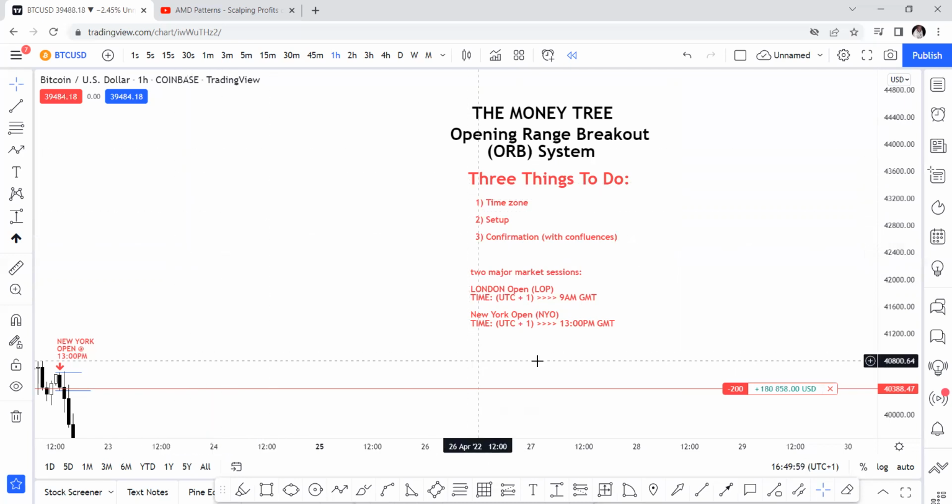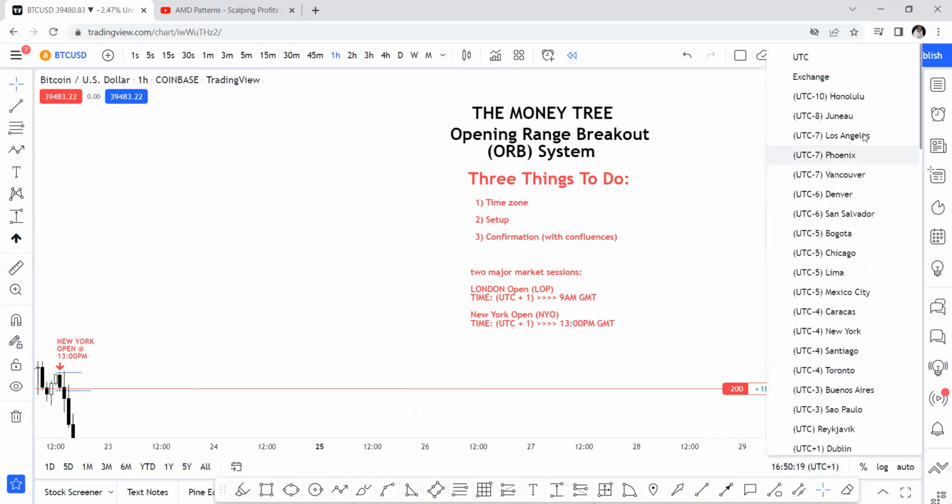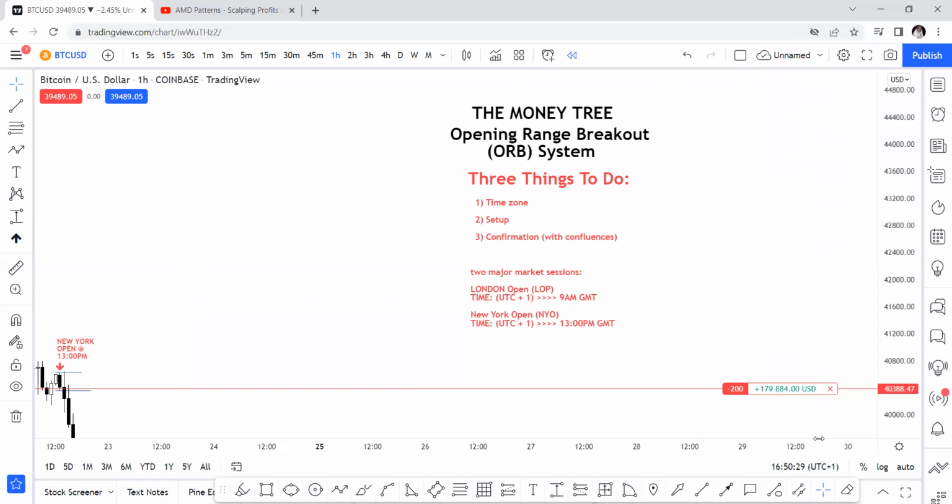Now, the time zone. I've shown you the time zone, but let me clarify this, because many people have been asking me about it. I prefer to use TradingView because you can adjust the time zone based on your location. On TradingView, I use UTC+1 because I'm in the Lagos time zone. You can adjust yours to your own.